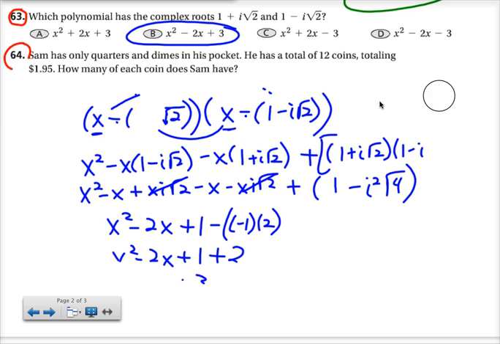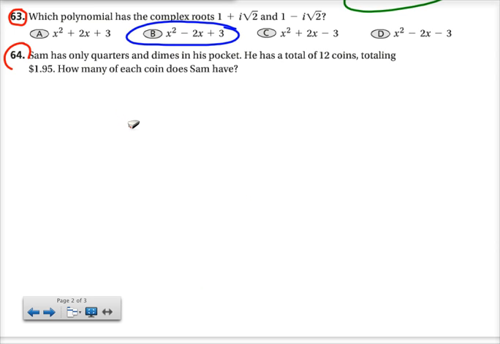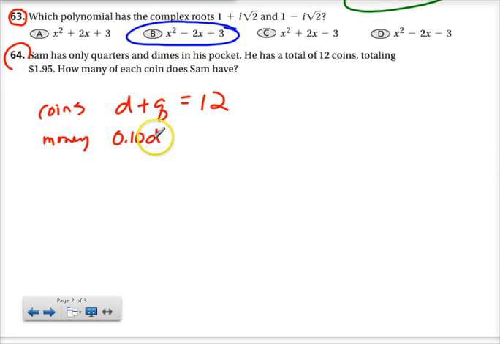Then number 64. Another really good review problem, kind of an ACT problem here. Sam has only quarters and dimes in his pocket. He has a total of 12 coins, totaling $1.95. So I see two labels here. I've got one about coins, and then I have one about money. So the dimes and the quarters in his pocket are 12. There's 12 coins. But the other one about money, I have to make sure that I put in the values of money that belong with dimes and quarters. And that's going to be 10 cents and 25 cents.